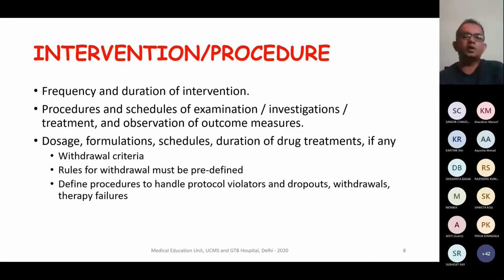Then if you're doing an intervention, you'll have to mention how frequently you will do that intervention. For example, suppose you are given a drug, now you have to measure its effect on blood pressure. So how frequently and at what interval you will take the blood pressure, you will have to mention clearly. Then or you will have to do an ultrasound, an examination or particular investigation, how many times you will take the blood sample. All these things have to be clearly written so that there is no ambiguity.